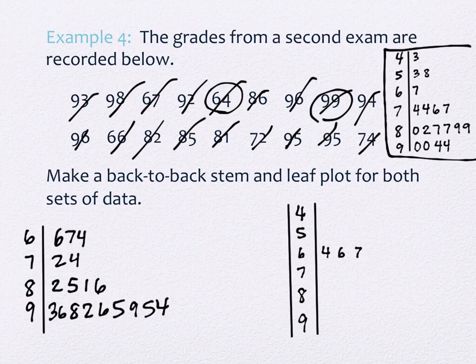My 70s, the 2 and the 4 are already in order. The 80s, I would have 1, 2, 5, 6. And then I got a lot of 90s. I have 2, 3, 4.